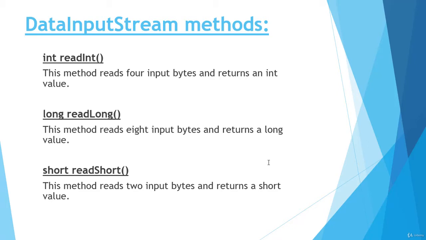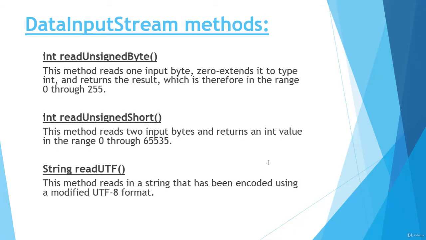Then we have the readLong method. This method reads 8 input bytes and returns a long value. Next, we have readShort. This method reads 2 input bytes and returns a short value. Next, we have the readUnsignedByte. This method reads one input byte, zero extends it to type int, and returns the result, which is therefore in the range of 0 to 255. So this method returns the unsigned byte.